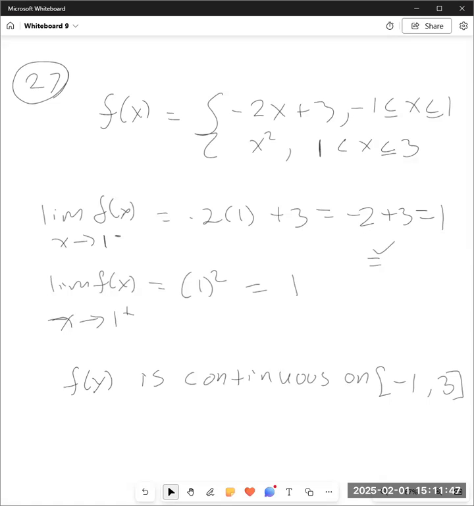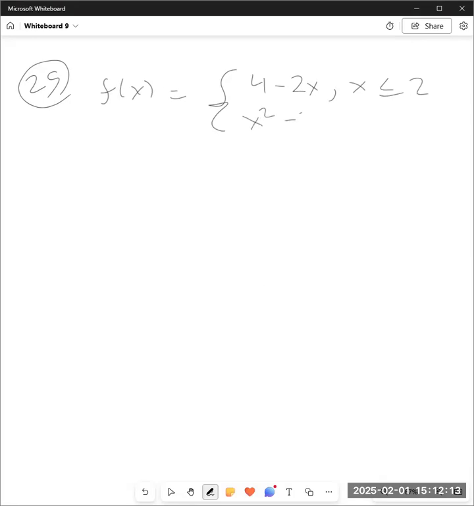So let's look now at number 29. It's also a piecewise defined function, so we also have to be thinking about the possibility of jumps or breaks in the graph somehow. So f of x is equal to 4 minus 2x for x less than or equal to 2, and x squared minus 3 for x greater than 2.